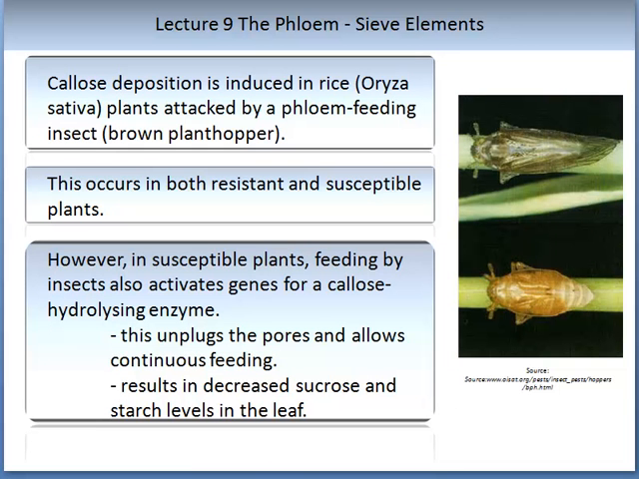Cellulose deposition is induced in rice plants attacked by phloem-feeding insects such as the brown planthopper or aphid. This occurs in both resistant and susceptible rice plants. However, in susceptible rice plants, feeding by insects also activates genes for a cellulose-hydrolyzing enzyme. This unplugs the pores and allows continuous feeding, and results in decreased sucrose and starch levels in the leaf.